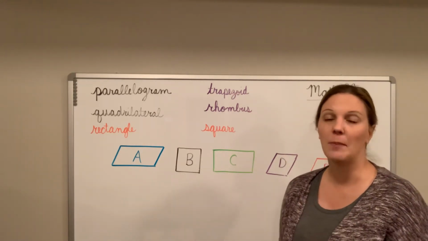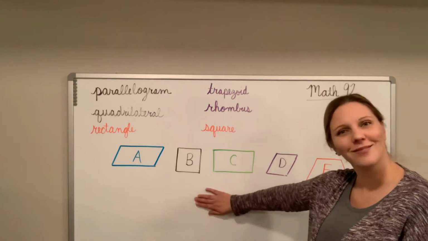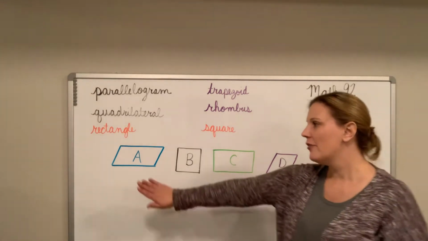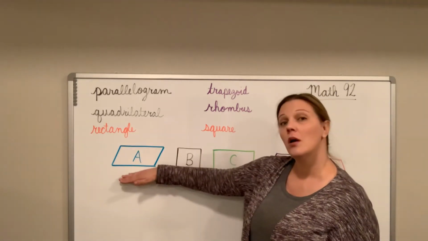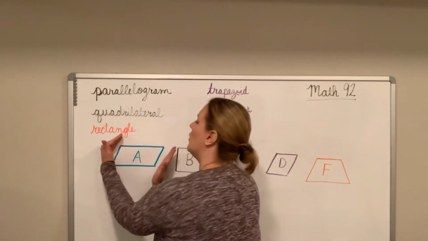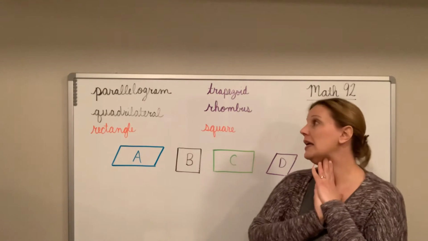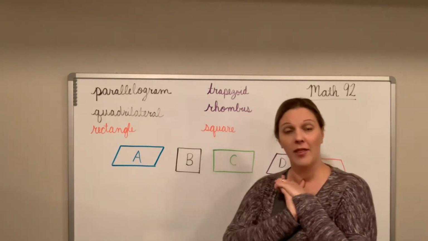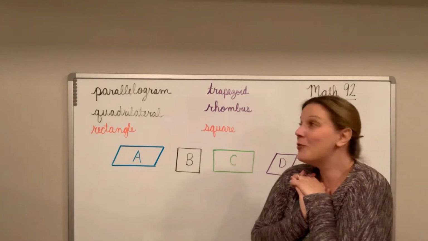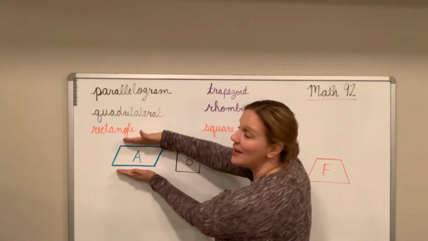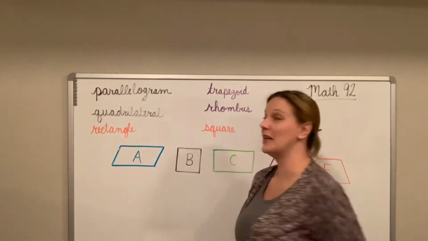I know it sounds confusing, but I think it's going to clear up when we look at our shapes. So let's look at our shapes. First, let's look at shape A. So it has these two horizontal lines, then it has these two oblique lines. So, is shape A a parallelogram? What would you say? Yes. If you said yes, you're right, because it has this set of parallel lines and this set of parallel lines. So it is a parallelogram.